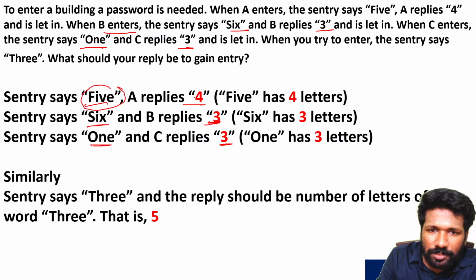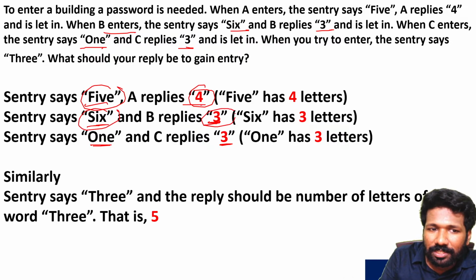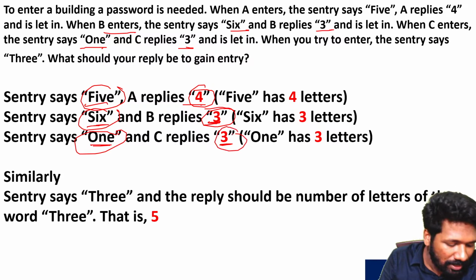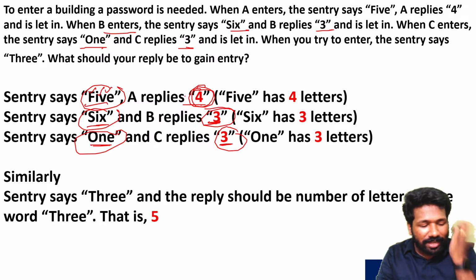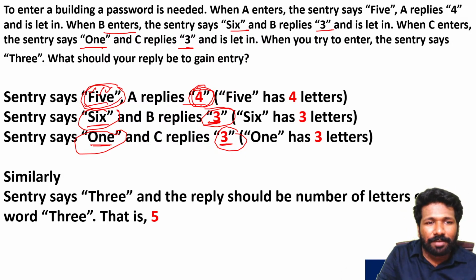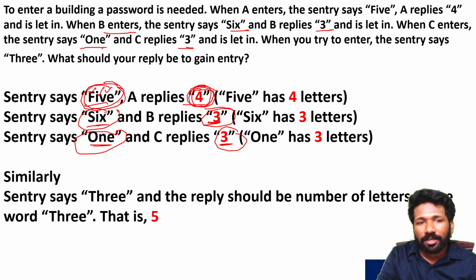That means 5 is coded as 4, 6 is coded as 3, 1 is coded as 3. When you connect the numbers, you will not get any idea. But here, if you connect the number of letters of these words to this number, there you can decode it. Five has 4 letters, that is why 4. Six has 3 letters, that is why 3. One has 3 letters, that is why 3.